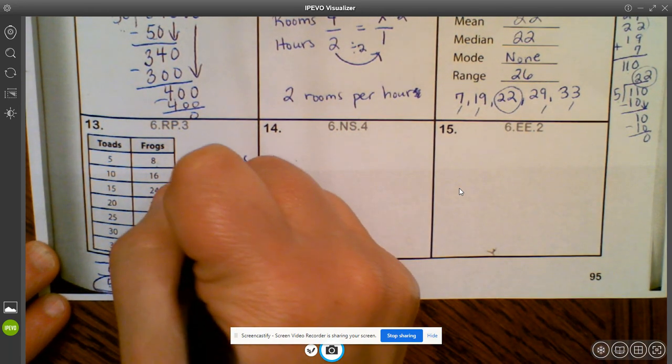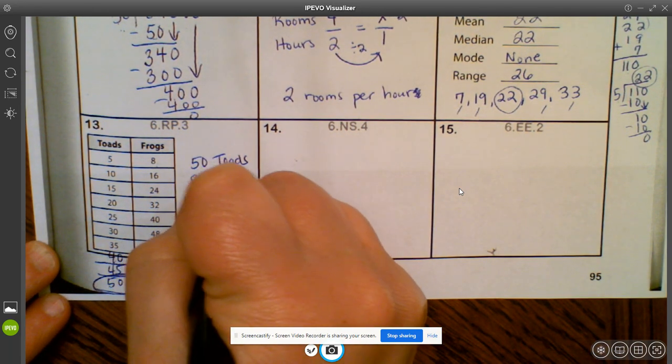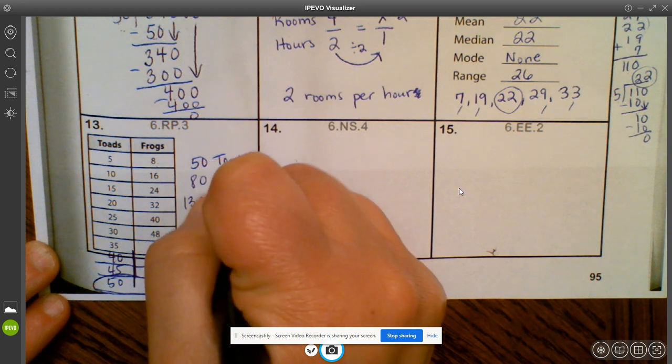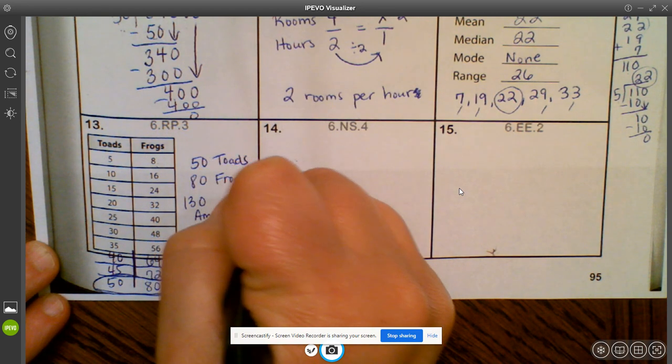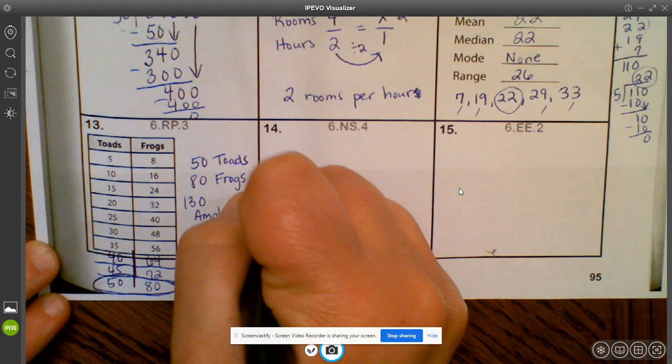and 130 amphibians. Sorry about the beating and banging noise. That's my husband working in the basement.